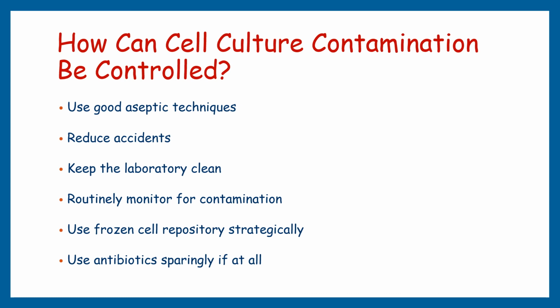So the next point is, how can cell culture contamination be controlled? Here is the solution I am describing in brief. We should use good aseptic techniques to perform cell culture related experiments or practices. We should be careful to reduce accidents. Hygiene is important to keep the laboratory clean and avoid contaminants. Routinely monitor for contamination in cell lines. Use frozen cell repositories strategically and use antibiotics sparingly if needed.